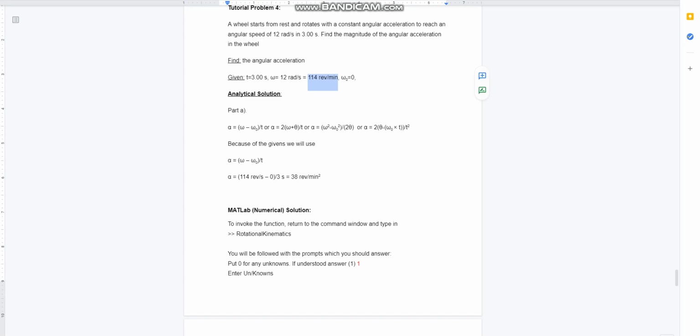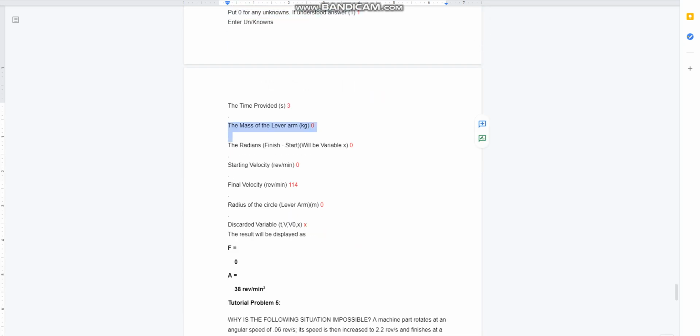So if we come down here for analytical solution, you're just going to use this formula, and it'll come out as 38 revolutions per minute second squared. And so that's another reason why we put 0 for unknowns, if understood, answer 1, because now the mass is not there and the radius of the circle or lever arm isn't. So it'll pump out the answer as the force is 0 and still give you your angular acceleration.